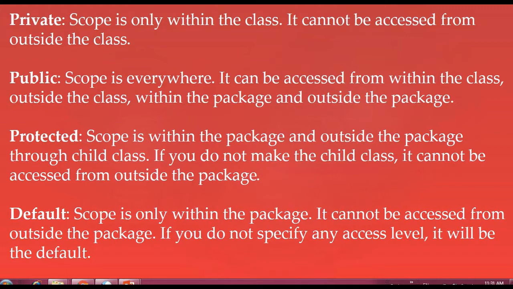Protected access specifier: the scope is within the package and outside the package through the child class only. If you do not make the child class, it cannot be accessed from outside the package. Default access specifier: scope is only within the package. It cannot be accessed from outside the package. If you do not specify any access level, it will be the default one. Some books or internet references use this default access specifier as a package access specifier.